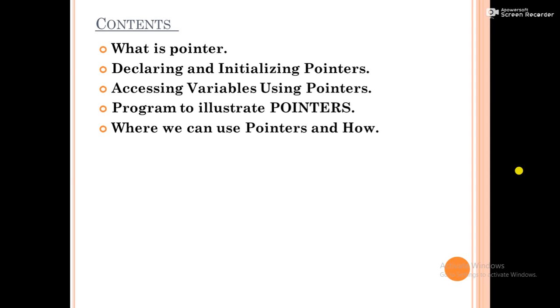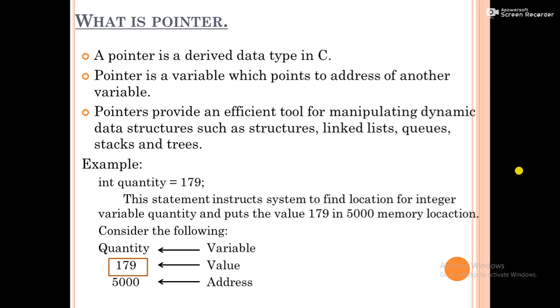So first we study what a pointer is. A pointer is a derived data type in C. A pointer is a variable which points to the address of another variable. Pointers provide an efficient tool for manipulating dynamic data structures such as structures, linked lists, queues, stacks, and trees.